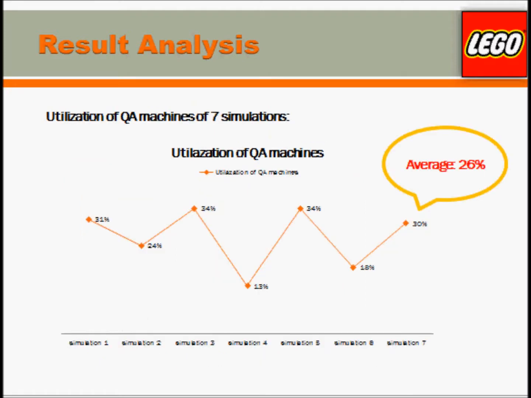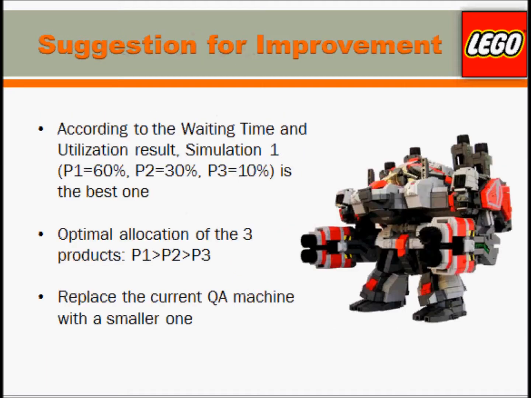Here is another discovery. We listed all the utilization of QA machines in the 7 simulations and found that the use rate of the QA machine was very low, which means we don't need such a big machine. Here are some suggestions. Based on our simulation results, we summarize these suggestions for improvement. The optimal resource allocation should be product 1 bigger than product 2 bigger than product 3. And we could replace the current QA machine with a smaller one to save money and energy.